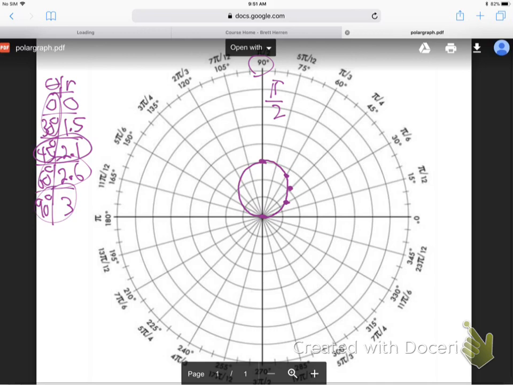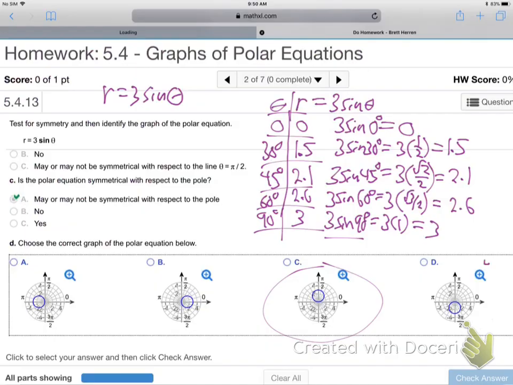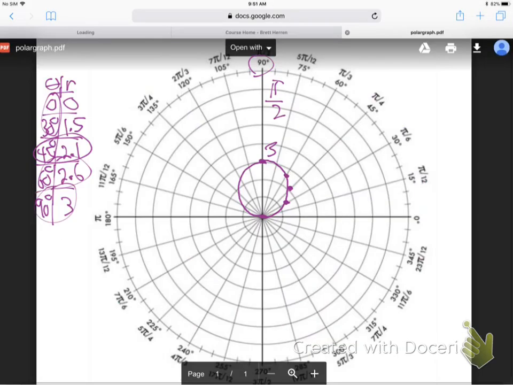Questions? And notice it goes out to 3, doesn't it? And that was the number in the front here, 3. So this is r equals 3 sine theta. Whatever's in the front, that's the diameter, I guess. That's how far out the circle goes. It sits at the origin, goes up 3. Good, not too bad. R theta table. Any questions on that? All right.